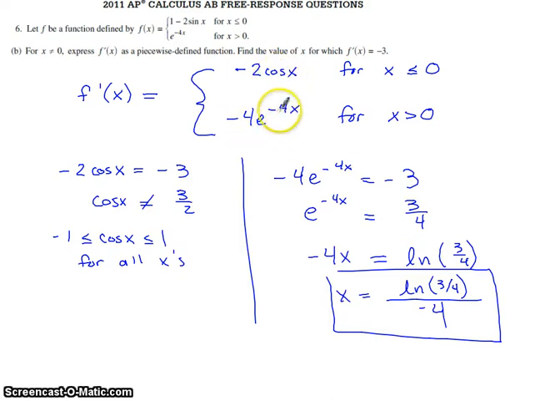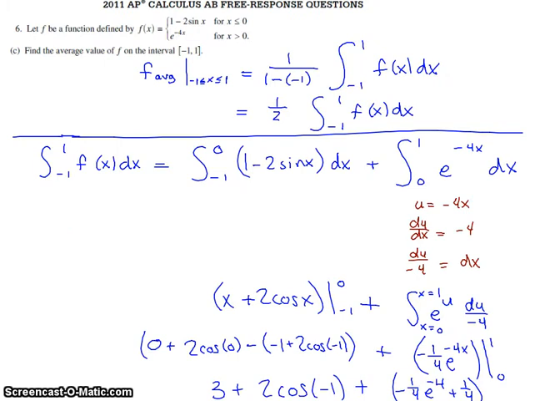So we moved on to the second piece of the derivative, set that equal to -3, divide by -4, take the natural log of each side to get rid of the exponential, and divide each side by -4. You get kind of an ugly value here, but it is an acceptable value. So when x is equal to whatever the numerical value of this is, we're going to have the slope of the tangent line, or the value of the derivative, equal to -3. And then in the last part of this, they wanted you to find the average value of this function on the interval from -1 up to 1.